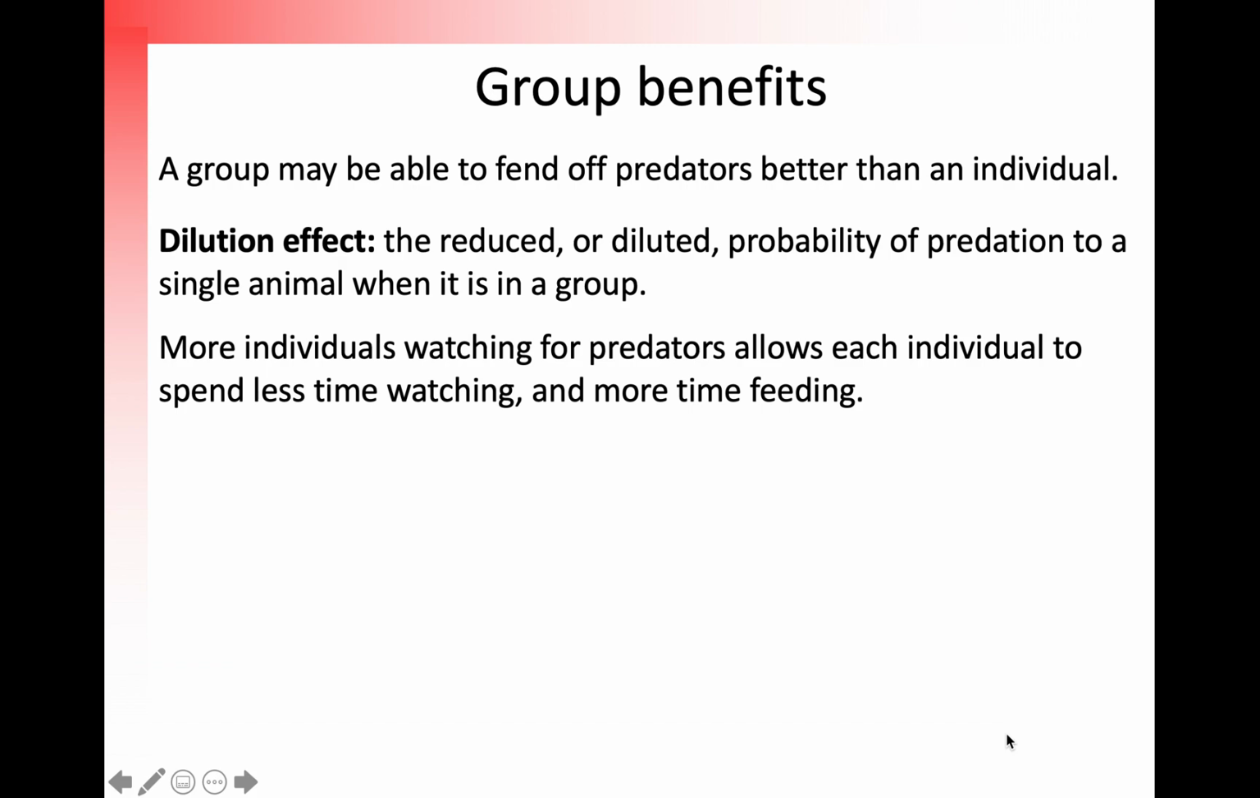And groups may also just provide protection. Simply by being a large group, the number of individuals is going to reduce any given individual's chance of being captured by a predator. We call this the dilution effect. So the larger the crowd is, the less chance there is that you individually are going to get chosen or captured by a predator.